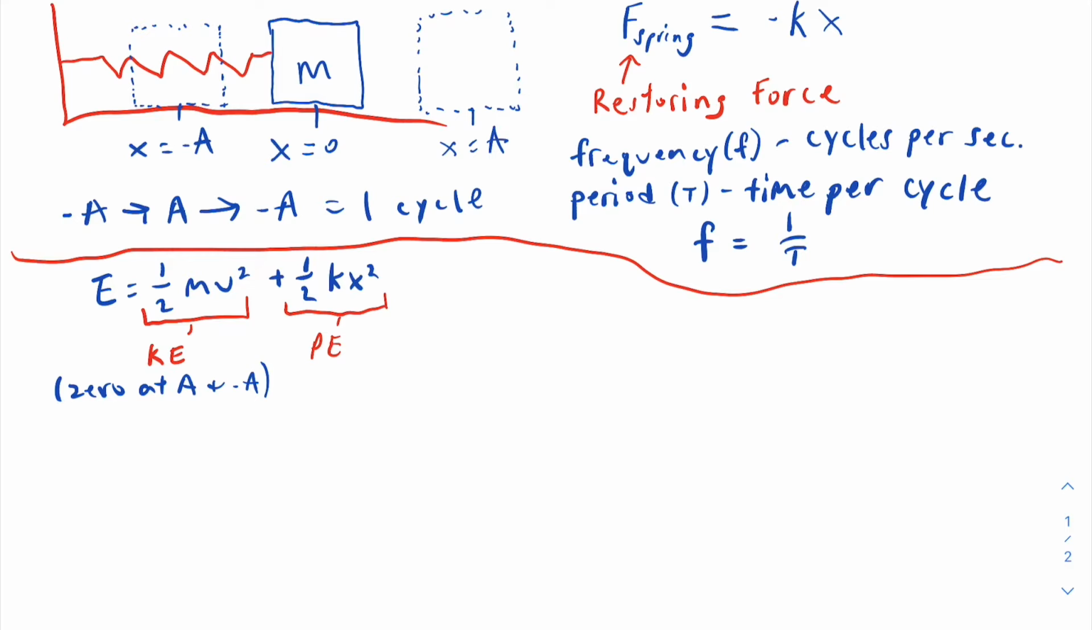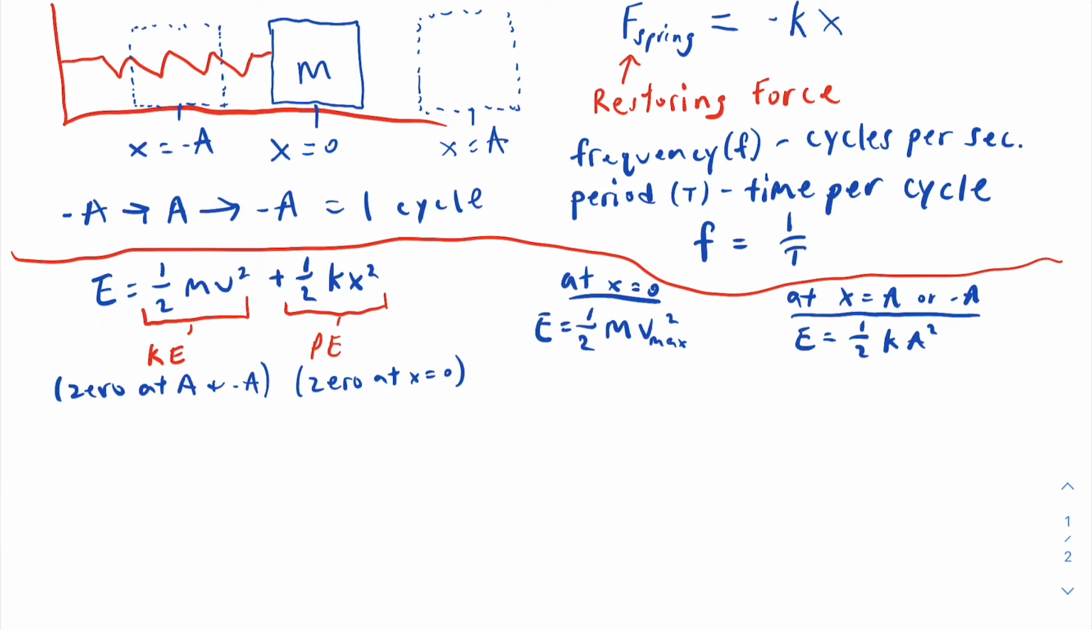Similarly, when the mass is at x equals 0, it's at its maximum velocity, and there's no energy stored in the spring. This means that the total energy at that time is entirely kinetic energy. We can then say that at x equals 0, the total mechanical energy is equal to 1/2 multiplied by the mass multiplied by the maximum velocity squared. Similarly, when x is equal to the amplitude or the negative amplitude, the total mechanical energy is equal to 1/2 multiplied by the spring constant multiplied by the amplitude squared. Because the total mechanical energy is always conserved, we can say that the following equation is also true.